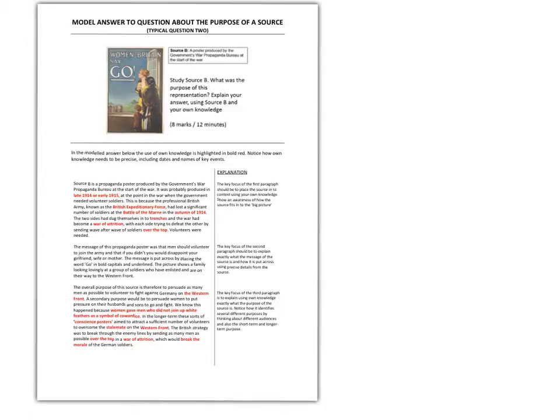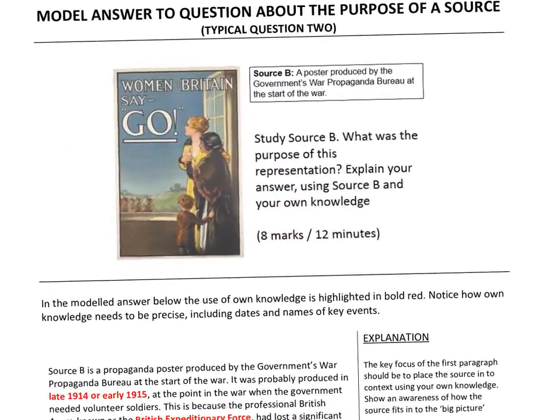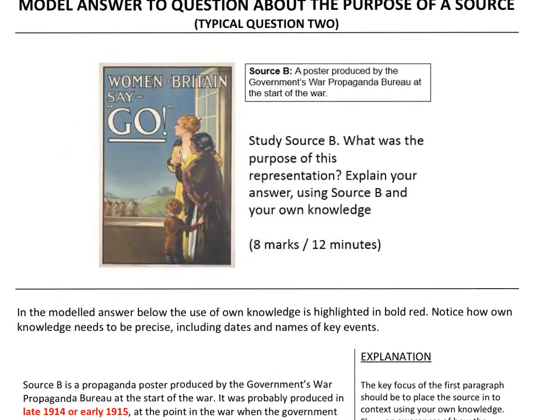This particular example, as you can see, and I'll zoom in just quickly for you to have a look at the source, focuses on a very famous propaganda poster. So in this particular paper it was source B. As you can see, it's a poster produced by the government's War Propaganda Bureau at the start of the war. Now, obviously that's World War I. I would hope that will be obvious to you.